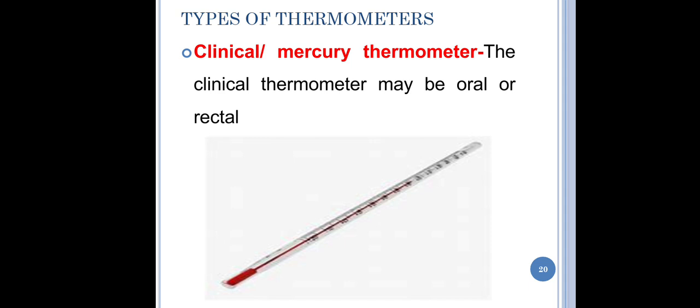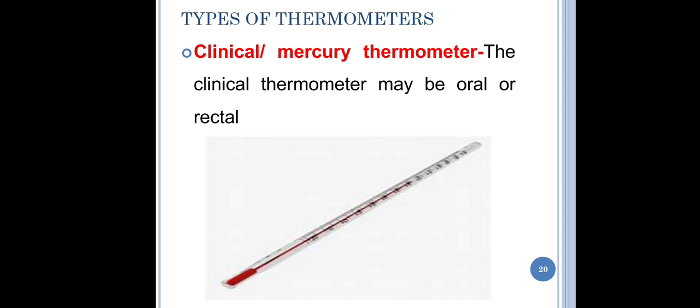These are types of thermometers. A thermometer is an instrument that is used to measure temperature. So we have what we call the clinical or mercury thermometer. The clinical thermometer may be oral or rectal. It can be put in the mouth, or it can be put at the anus. Okay, so this is how it looks, the clinical thermometer or mercury thermometer.